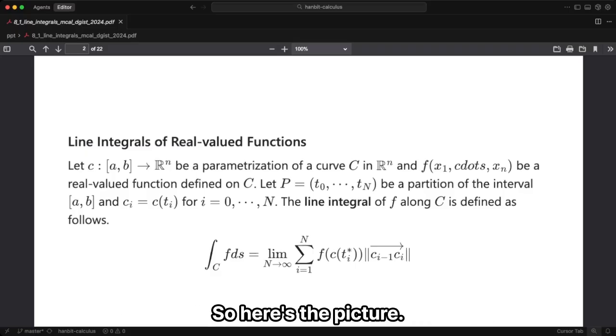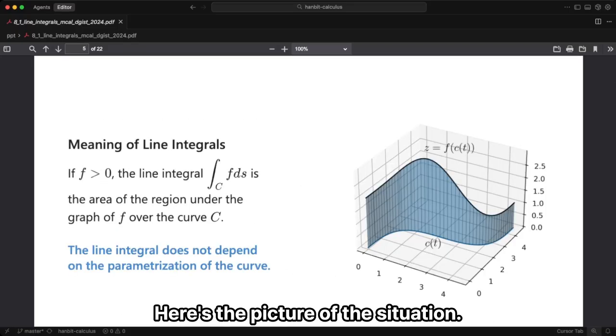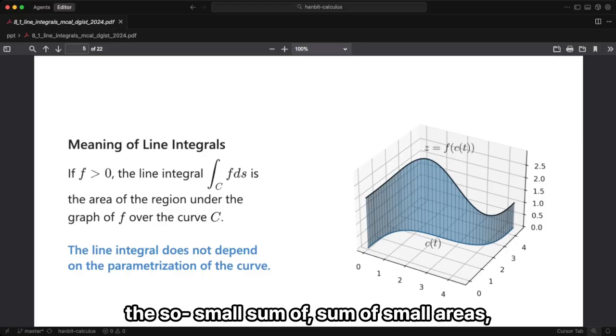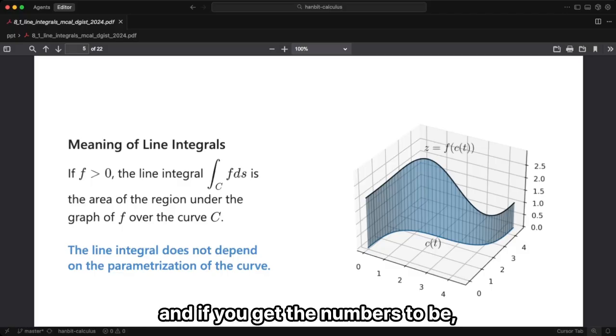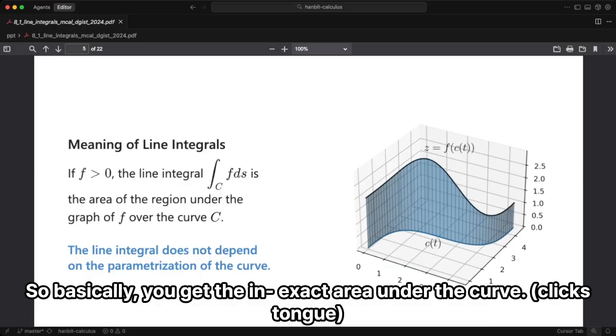So here's an example, a picture of the situation. You have c(t) and you have a curve above that c(t) line, and then you take the sum of small areas. If you let the number of subintervals go to infinity, then your error gets smaller and smaller. So basically you get the exact area under the curve.